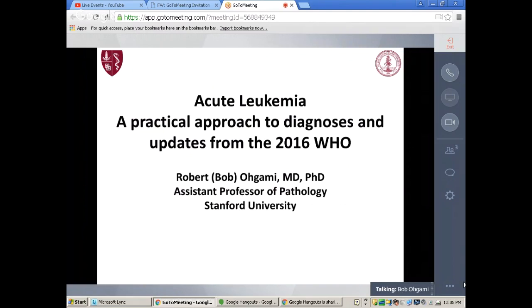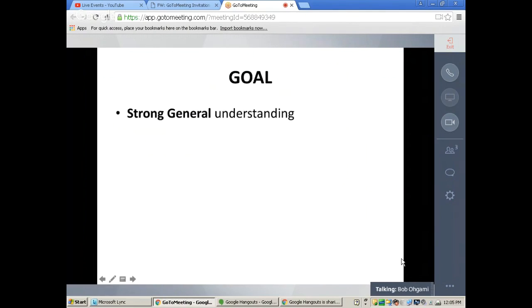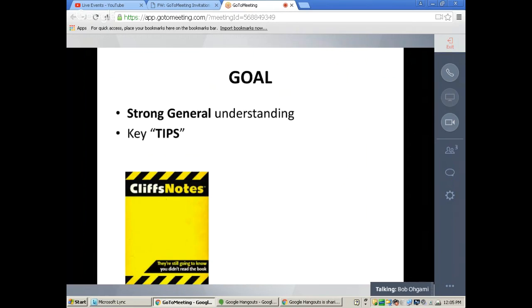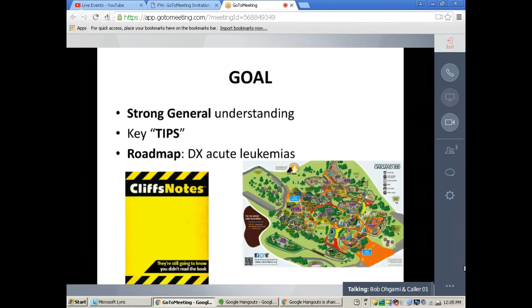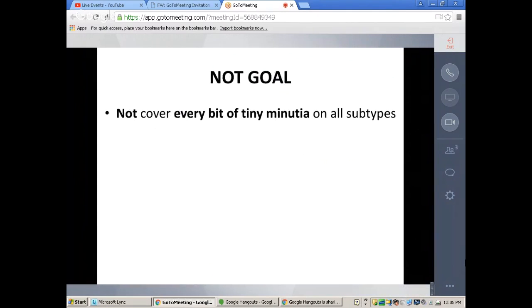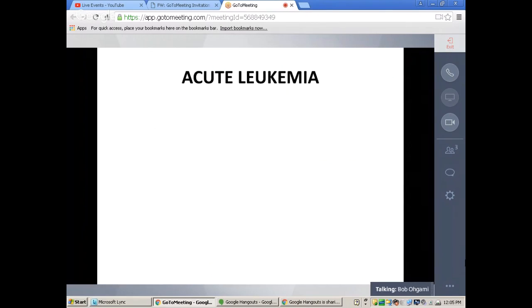Why don't we begin? One of the major goals here is really a strong general understanding with key tips. This is really a roadmap for the diagnosis of acute leukemia. We're going to go through this using key cases to understand acute leukemia. The goal is not to cover every bit of tiny minutia in all of these acute leukemias, because that could easily be a week-long series.